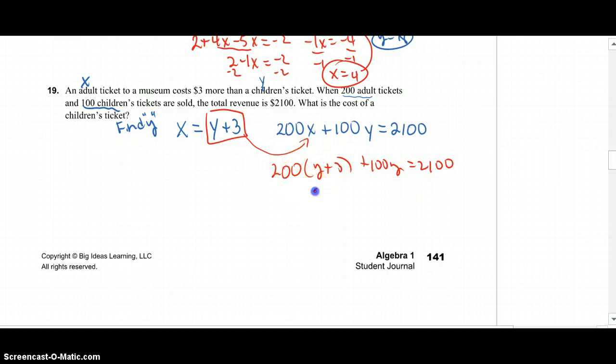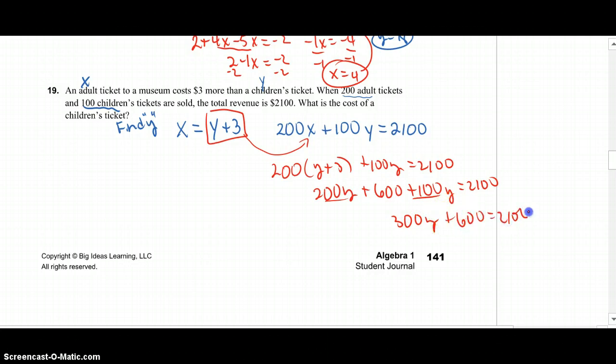Distribute. 200y plus 600 plus 100y equals 2,100. Combine 300y, subtract the 600, and what do we get? 1,500 divided by 300, and we get y equals 5.